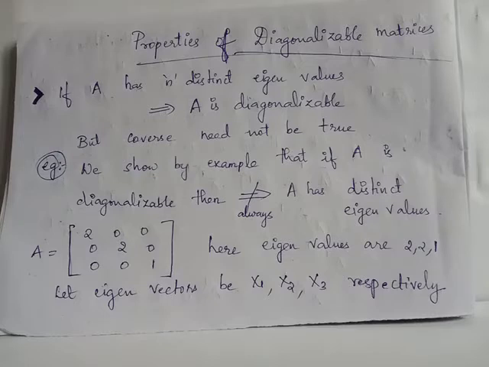For example, consider a square matrix A. It's a diagonal matrix with diagonal entries 2, 2, 1. Here, the eigenvalues of a diagonal matrix are just the diagonal elements, and hence the eigenvalues of A are 2, 2, 1. 2 is the repeated root. Let x1, x2, x3 be eigenvectors corresponding to eigenvalues 2, 2, 1.